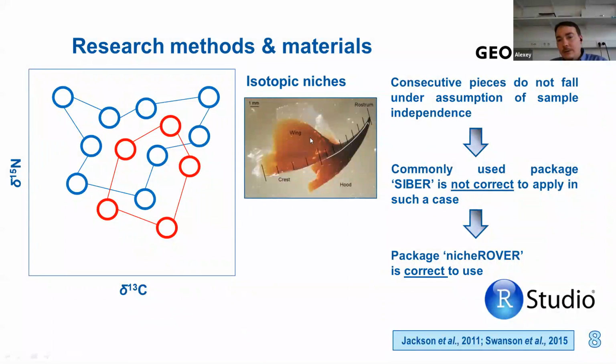What else is often done in stable isotope analysis is analysis of isotopic niches, from simple biplots to more complicated Bayesian approaches. But these consecutive pieces, which arise from the single beak, do not fall under the assumption of sample independence. And the most commonly used package, which is called SIBER, is not applicable in this case. So we use another one, which is called nicheROVER, and this one is better to use in this case. You can read more about this package. Also, isotopic niche is not really equal to trophic niche because carbon, as we mentioned, also reflects the habitat.